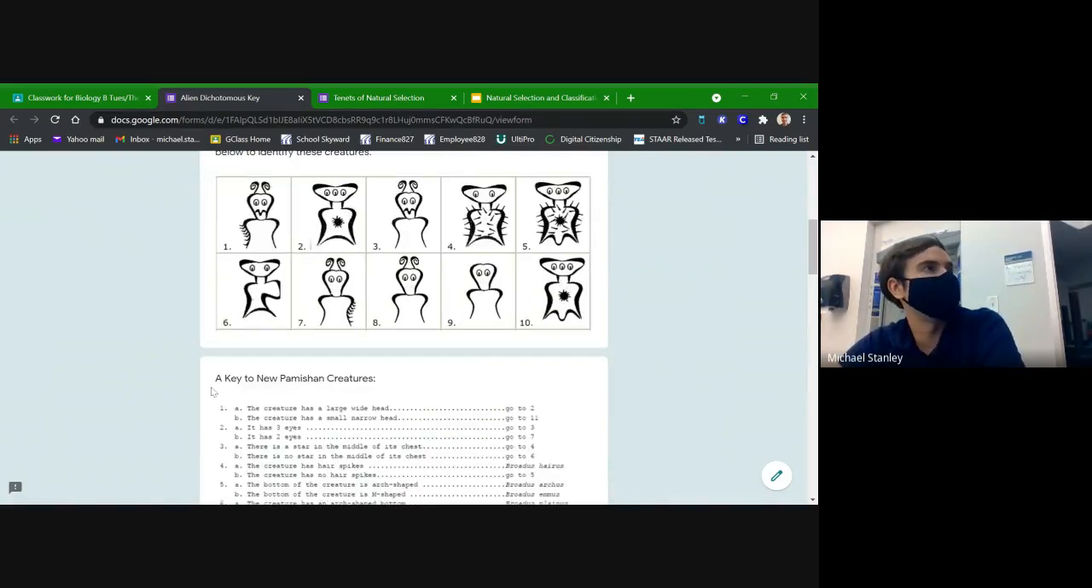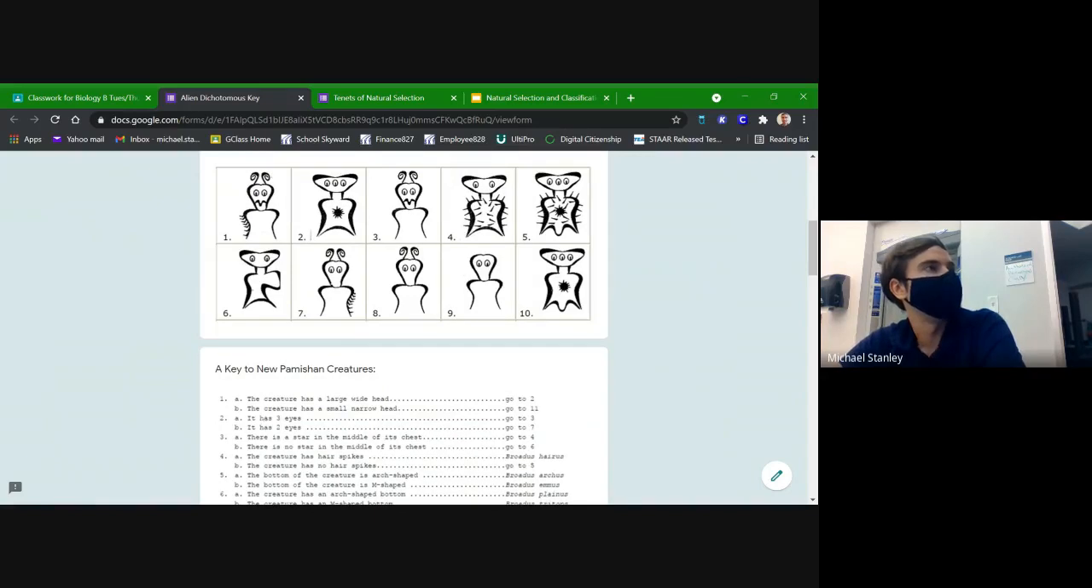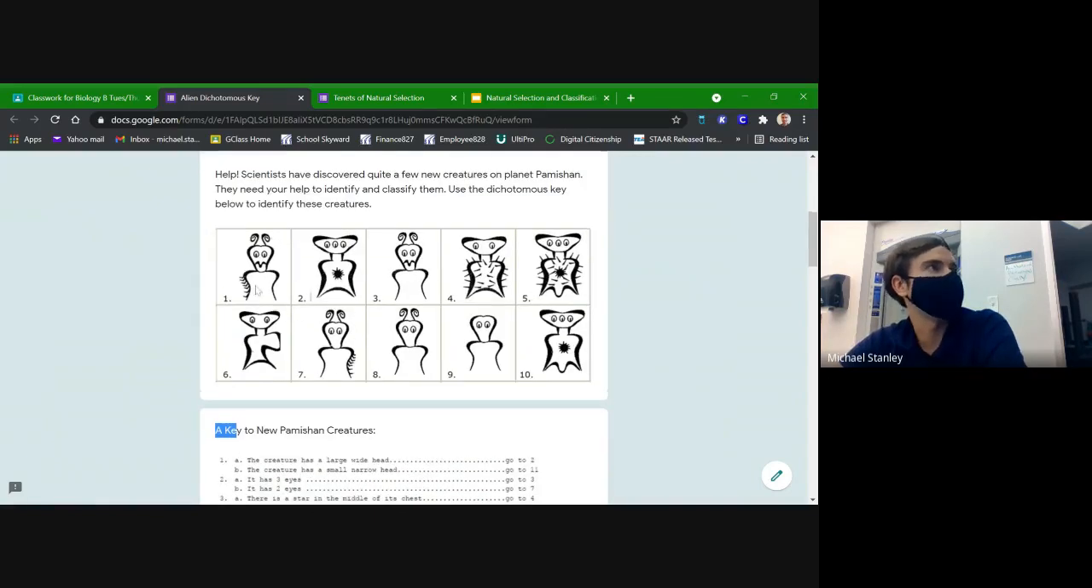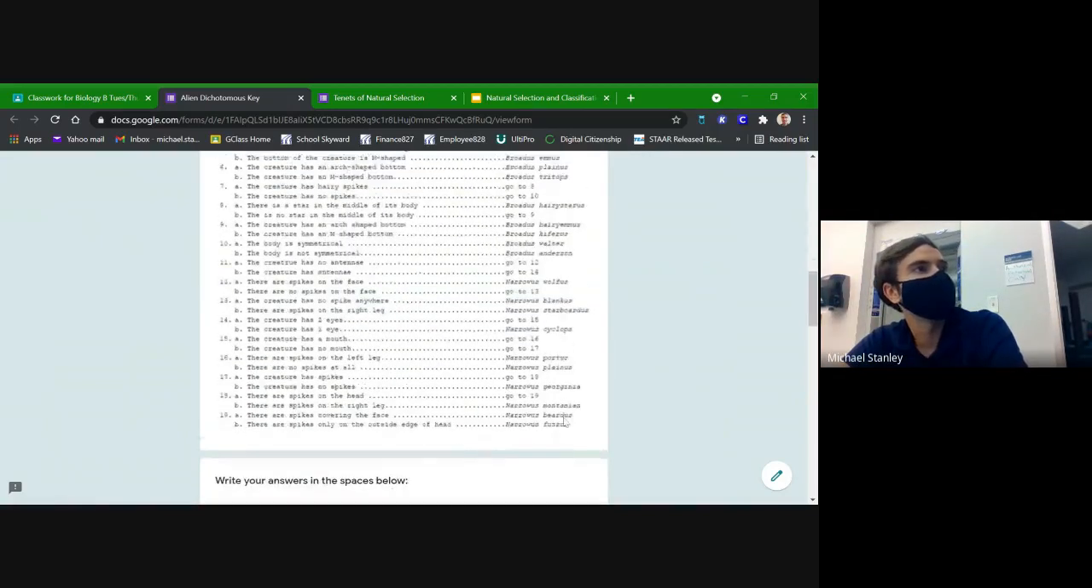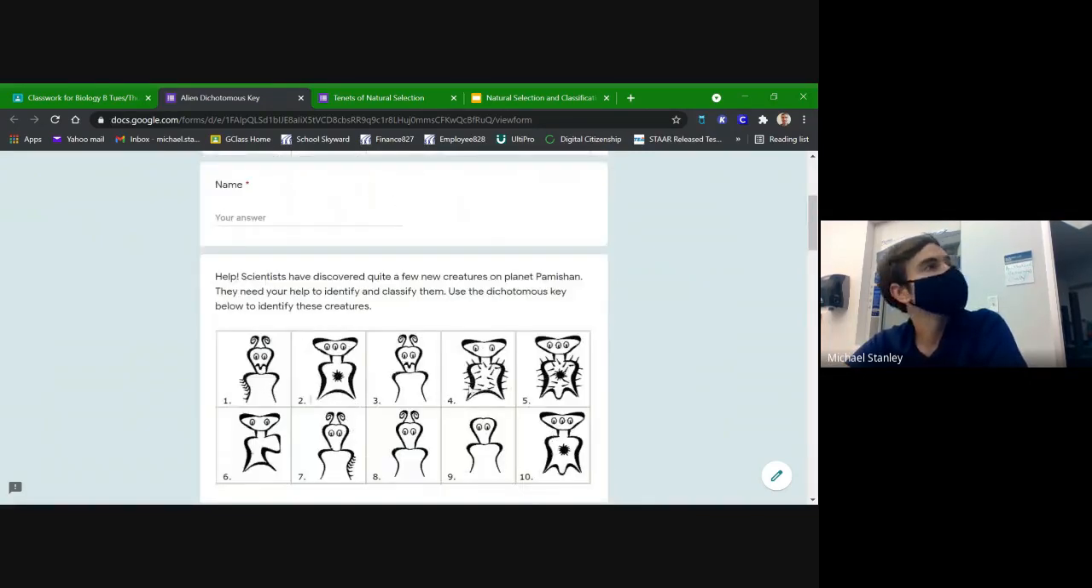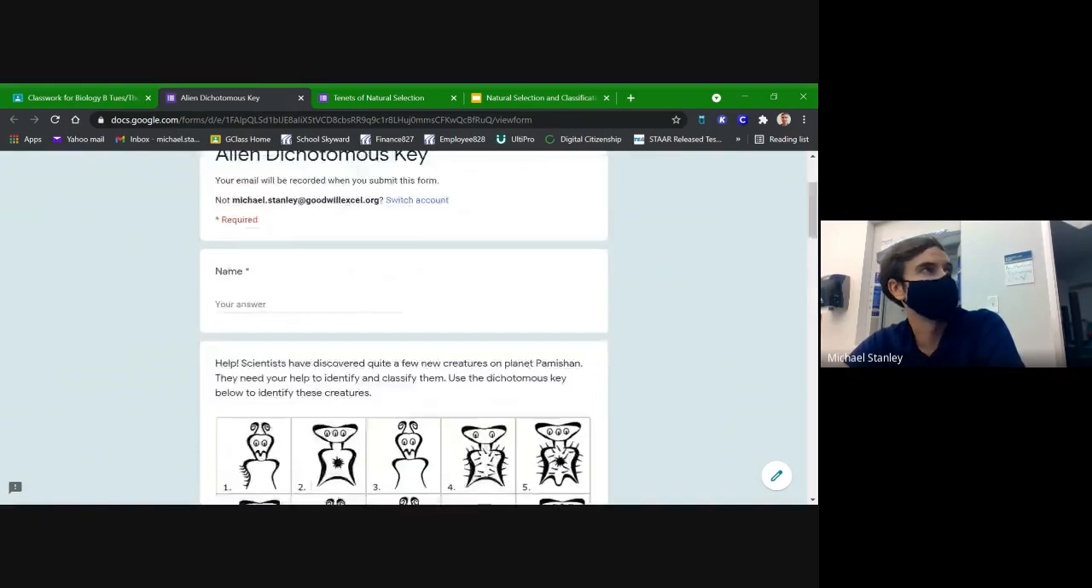So again, pretty simple, straightforward. You're essentially just going to be going back and forth between the dichotomous key and the picture and saying it does have this, it doesn't have this, it does have this, it doesn't have this. Oh, it does have this. So this must be a Nereus fuscus species. And then moving on to the next one.